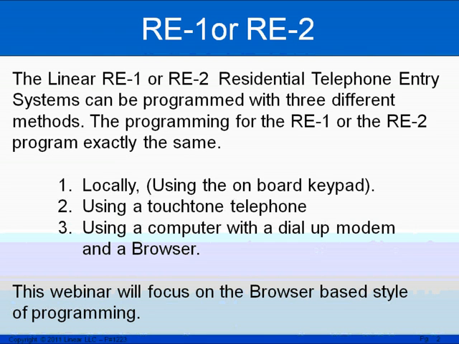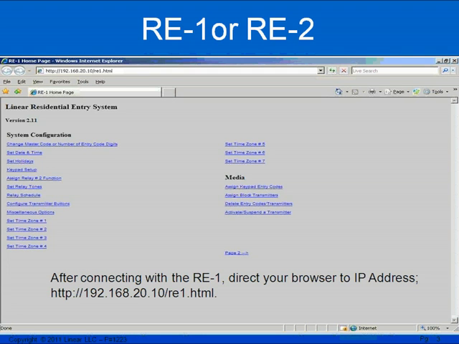The RE-1, RE-2 telephone systems can be programmed with three different methods. You can program it locally using the keypad on the front of the unit, you can program it using a touch-tone telephone, or you can program it with a computer that has a dial-up modem and some sort of internet browser. It's important to know you're not using the internet when using the computer. You're just using the browser capability of the machine. The RE-1 and RE-2 both program exactly the same way, and in this webinar we're going to focus on the browser-based style of programming.